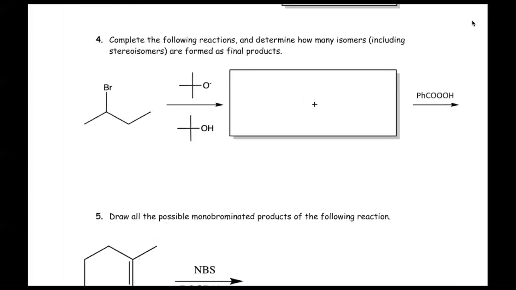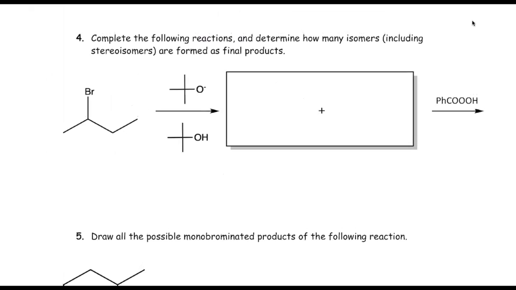Okay, 2 problems left. So here you see it asks us to complete the following reaction and determine how many possible isomers, including stereoisomers, can be formed as final products. So first of all, when we do this elimination, what 2 different products might you expect that we form here? One with the double bond on the end and one with the double bond in the middle.